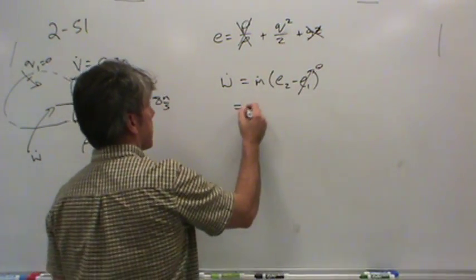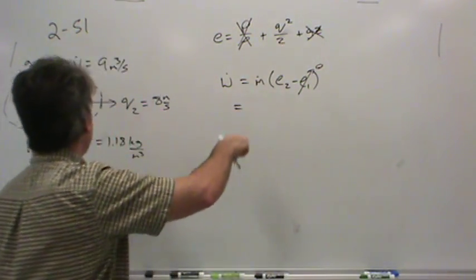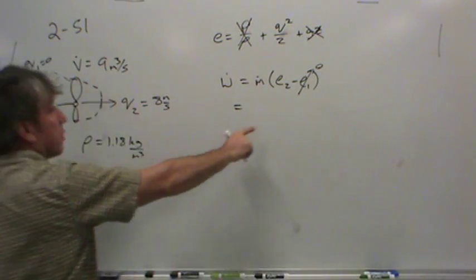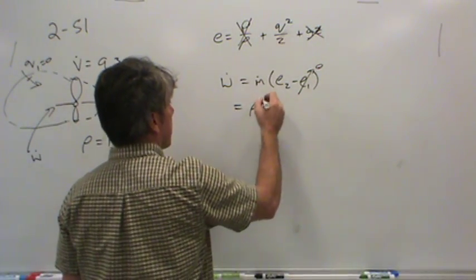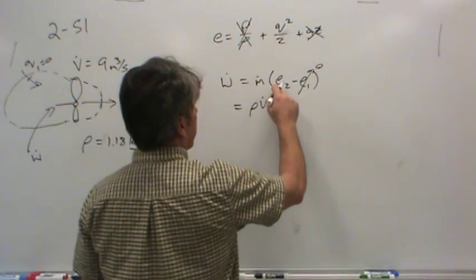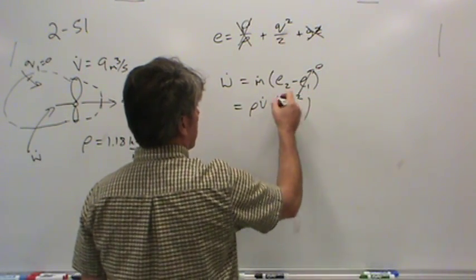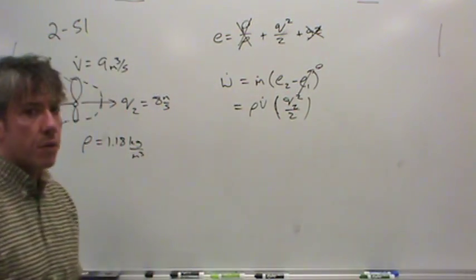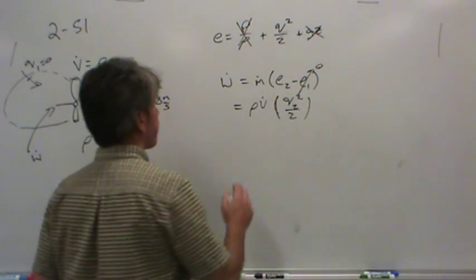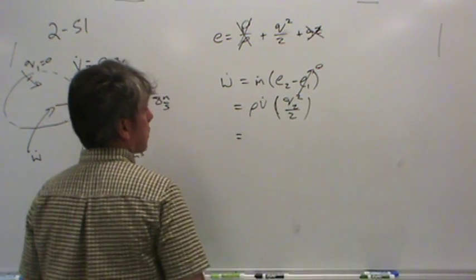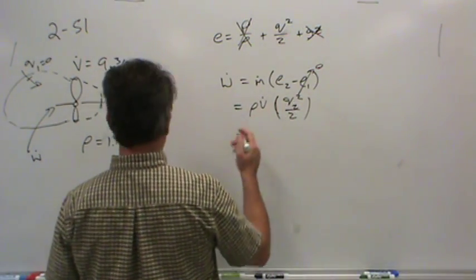All right, so let's write this down. Now we need the mass flow rate, but all we have is the volumetric flow rate. So we'll have to expand the mass flow rate into density times volumetric flow rate. And then for E2, all that will be left is V2 squared over 2. So there will only be kinetic energy as far as we're concerned at the exit. Okay, so now what? Well, I think now we plug in.